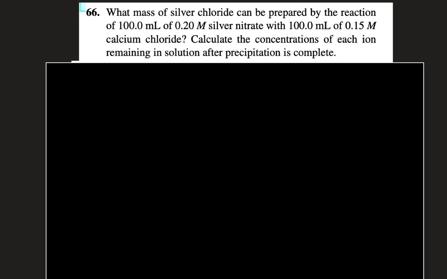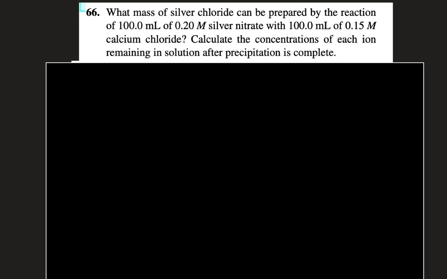So question number 66. We're asked what mass of silver chloride can be prepared by mixing 100 milliliters of 0.2 molar silver nitrate with 100 milliliters of 0.15 molar calcium chloride. And the second part of this question is calculate the concentrations of each ion in solution after the precipitation reaction is complete. The first thing I want to point out is that there are two questions: the mass of silver chloride, and then calculating the concentrations of everything.